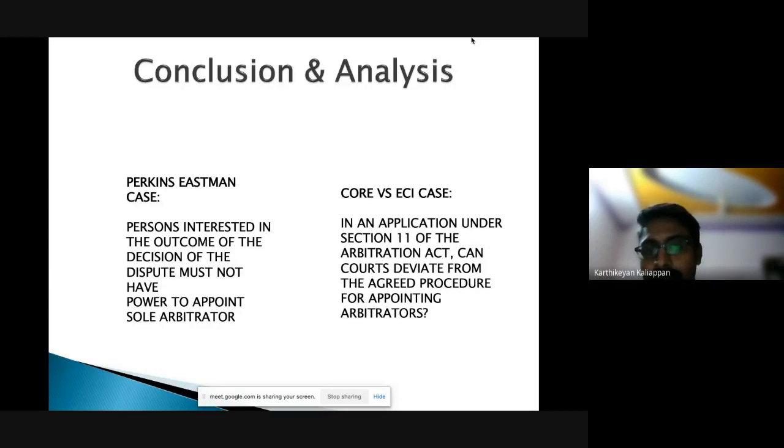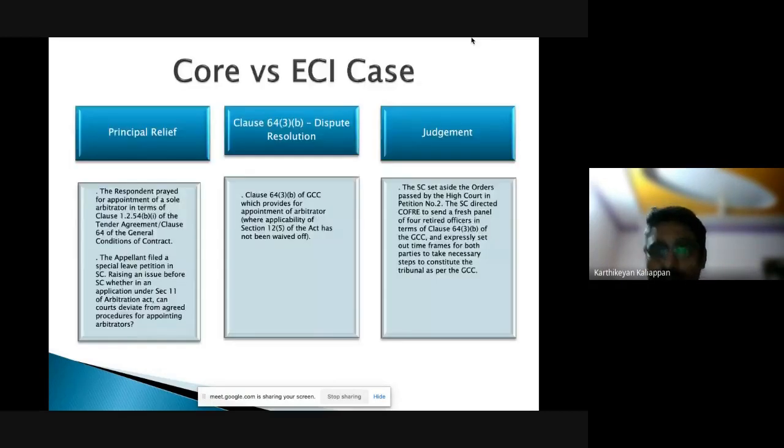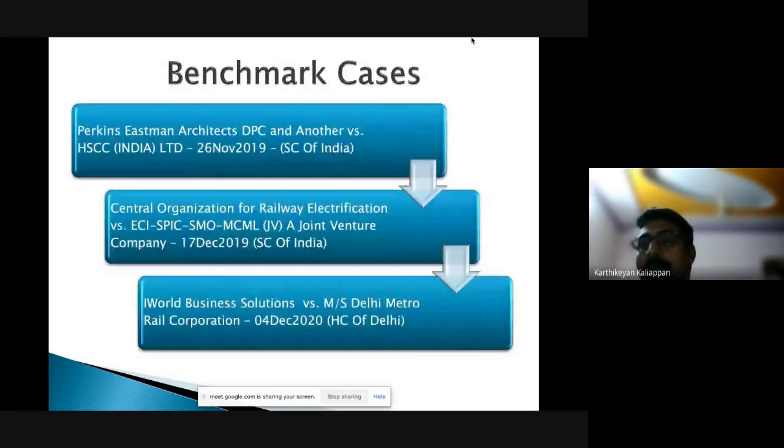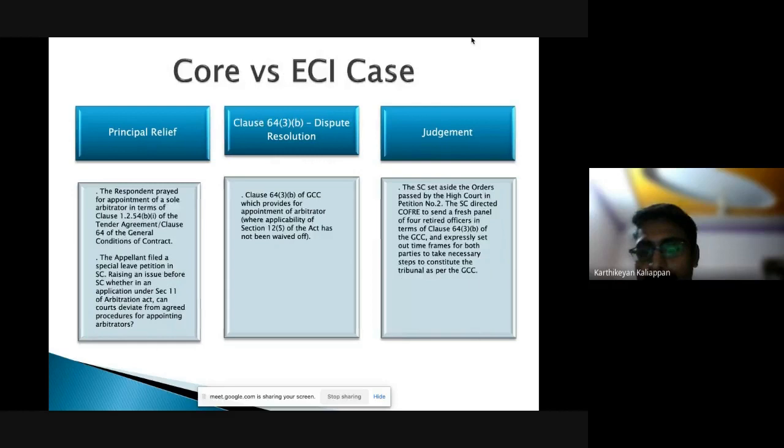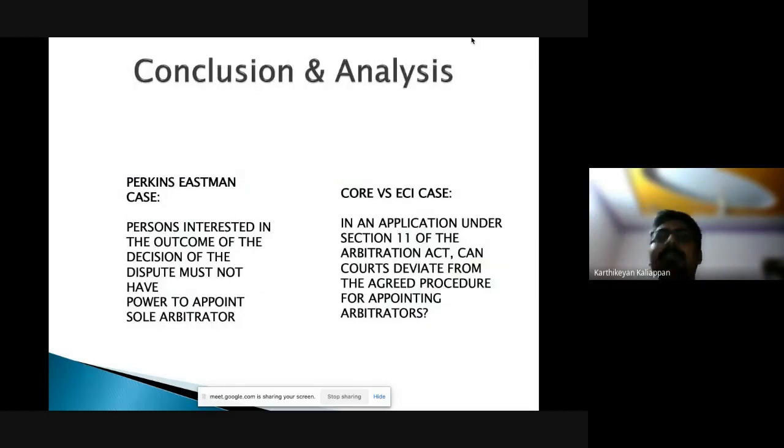Based on this, the recent case which we are talking about, iWorld Business Solutions, also upheld the decision given in the CORE versus ECI case, and stood by that. So what it denotes here is that when some technicality is required in government projects, the court can overcome the agreed procedure and ask one of the contracted parties to appoint an arbitrator who specifically has technical skills in that particular field. So that's what it talks about.